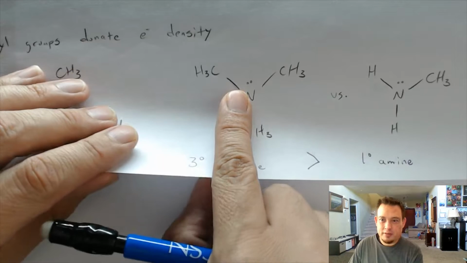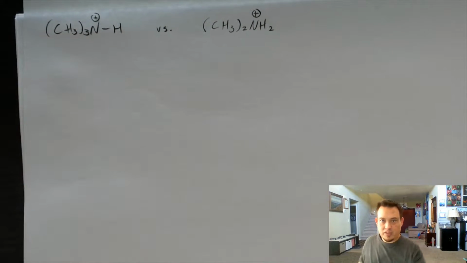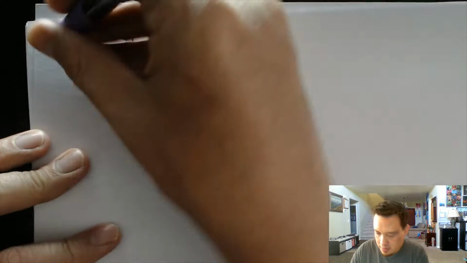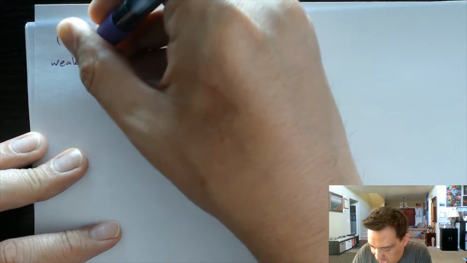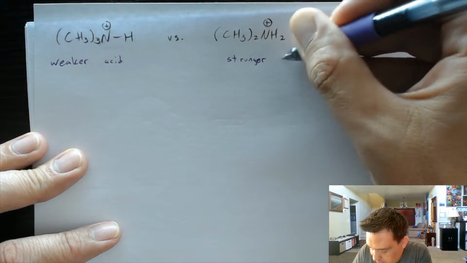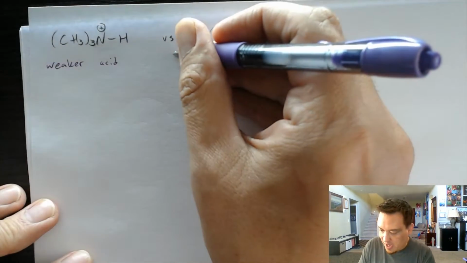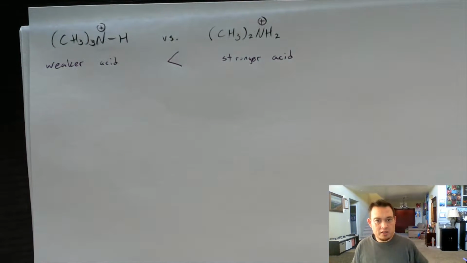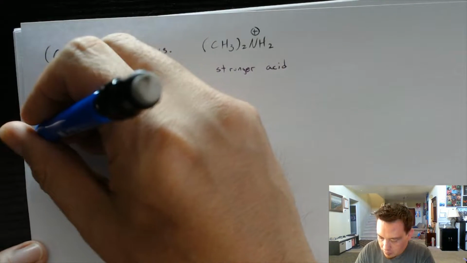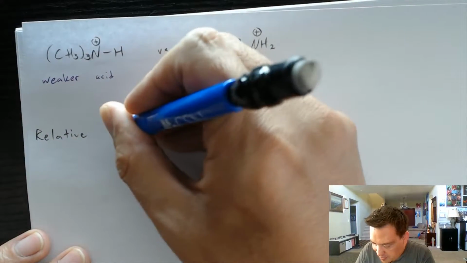Stronger base, weaker acid. So this is your weaker acid. This is going to be the stronger acid. Yep. So looking at greater than less than would be that. So now we can have a general trend. So we have relative basicity.